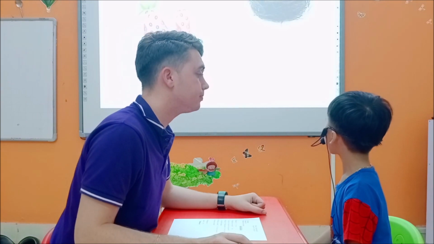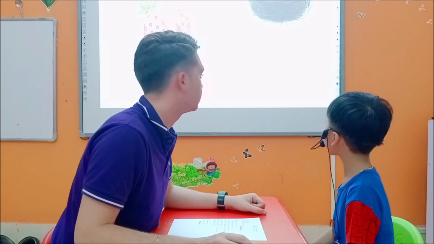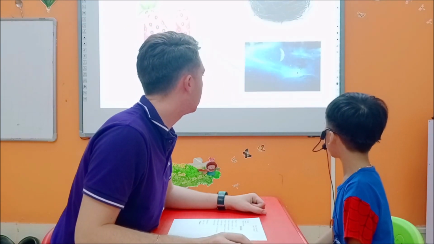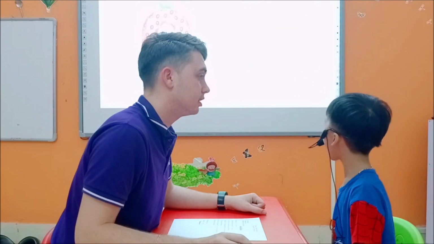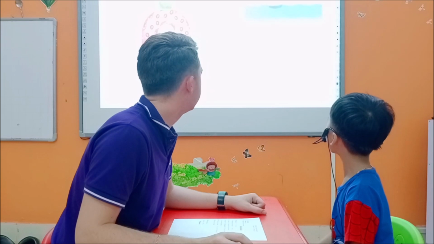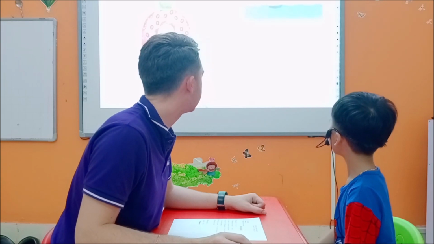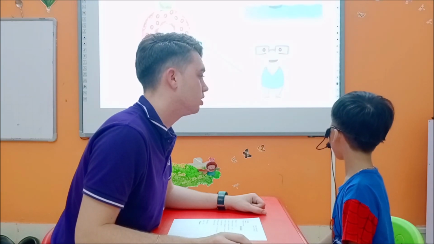What letter is it? N. N is for? N is for nest. N is for? Nine. Yes. What letter is it? O. O is for? Ocean. Yes. O is for? O. Well done.